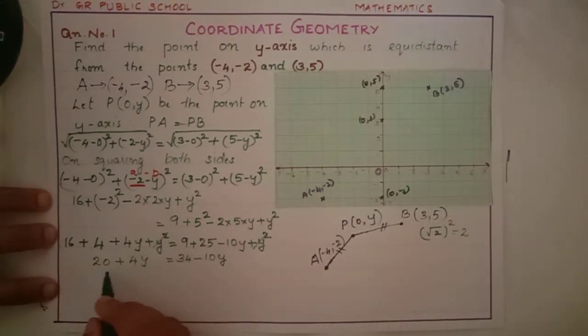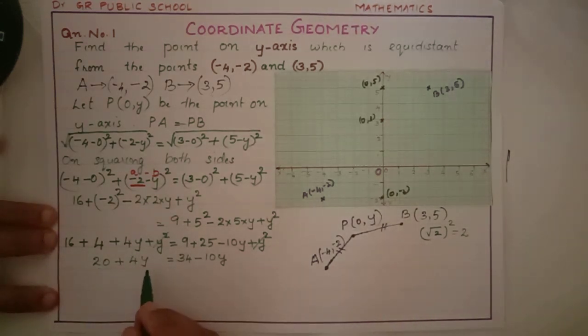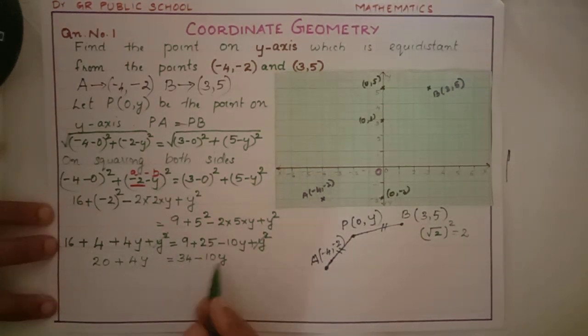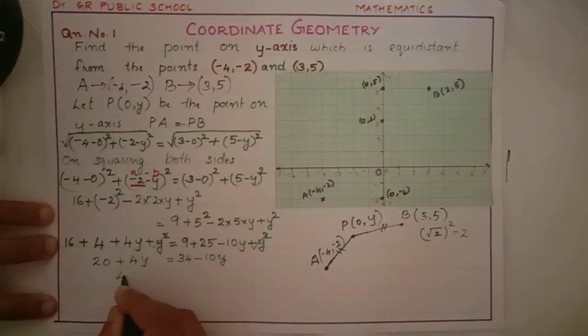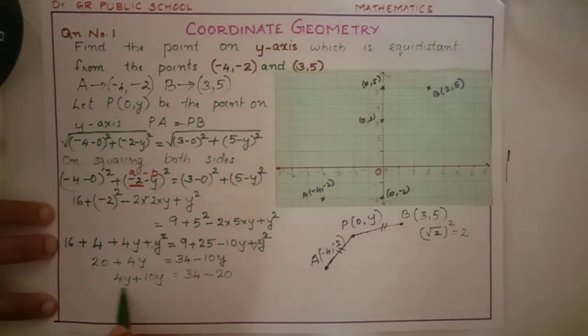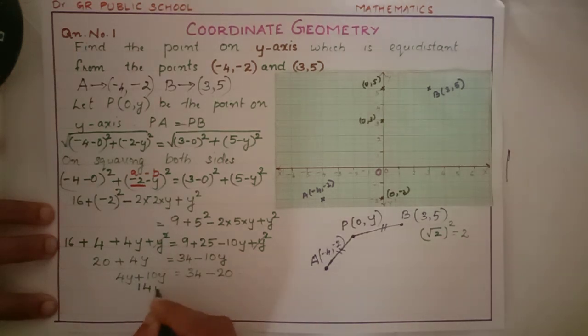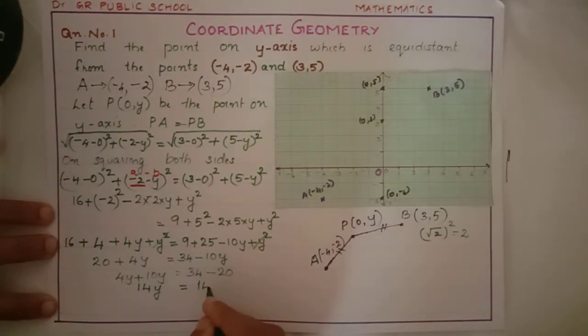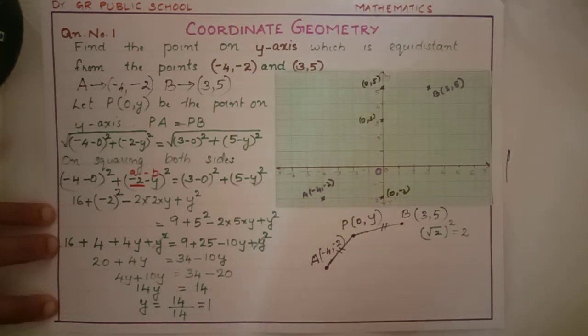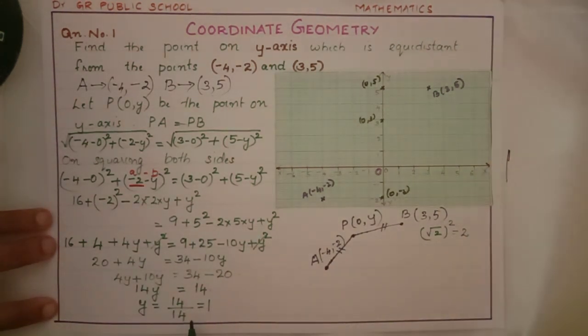Okay. So we can't add these because this is a variable term and this is a constant term. So how do we do the simplification? We take the variable terms to one side. So 4y plus 10y equal to 34 minus 20. 4y plus 10y is 14y, equal to 14. So what is y? y equal to 14 by 14. The answer is 1, isn't it? So we got the value of y as 1.